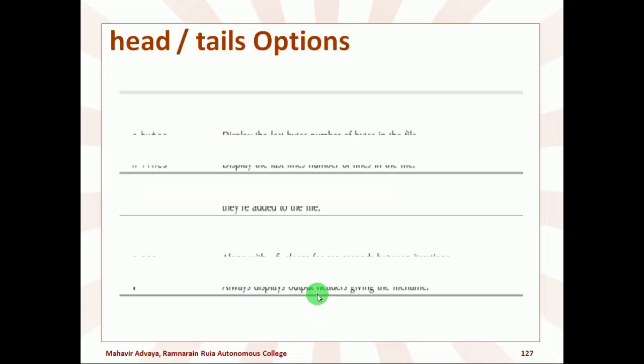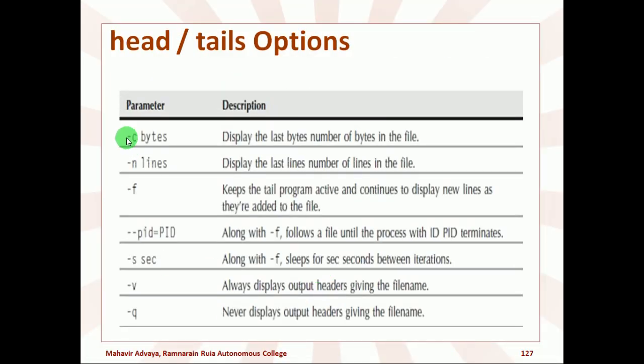Head and tail commands come with various options. The first option you can use to display the lines using bytes, so how many bytes you want to display. You can also use -n to display the number of lines, so how many lines you want to display.